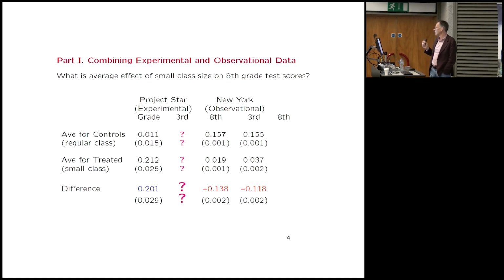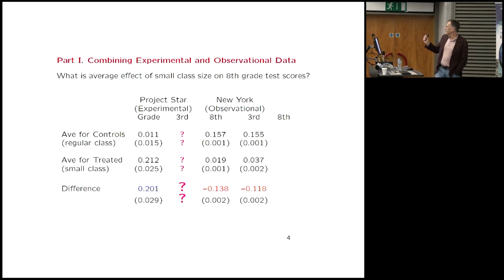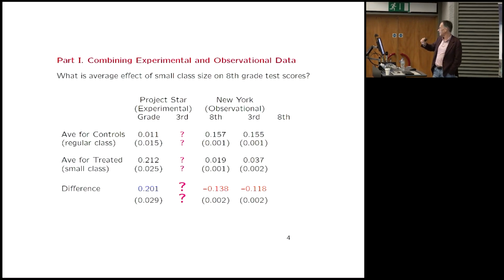So here's some data from one observational study and one experimental study on class size. The experiment is Project STAR in Tennessee, where they randomly assigned kids to small or large classes. So the treatment here is a small class. The labels are slightly mislabeled. The first column with numbers is third grade test scores, then 8th grade, and then 3rd grade in New York, 8th grade in New York.